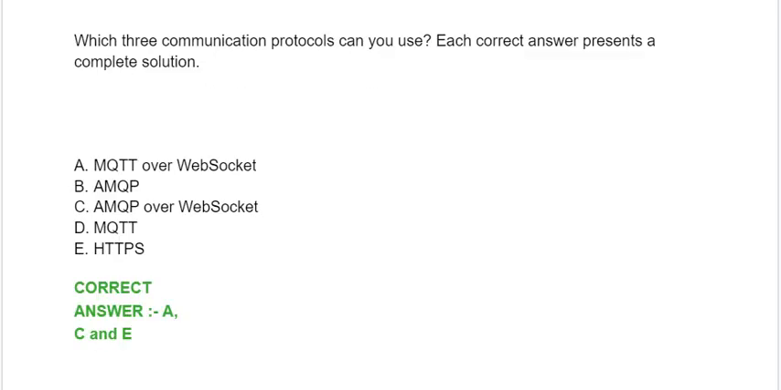And the options are option A, MQTT over WebSocket, option B, AMQP, option C, AMQP over WebSocket, option D, MQTT, option E, HTTPS. Correct answer is option A, C and E: MQTT over WebSocket, AMQP over WebSocket and HTTPS.